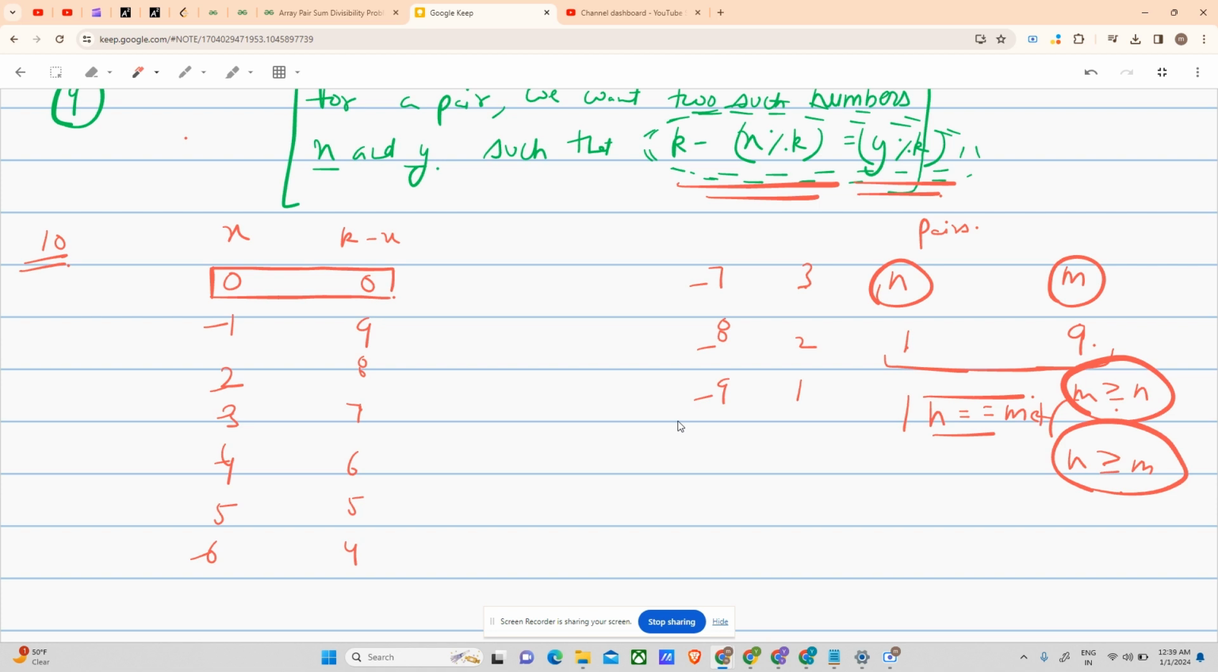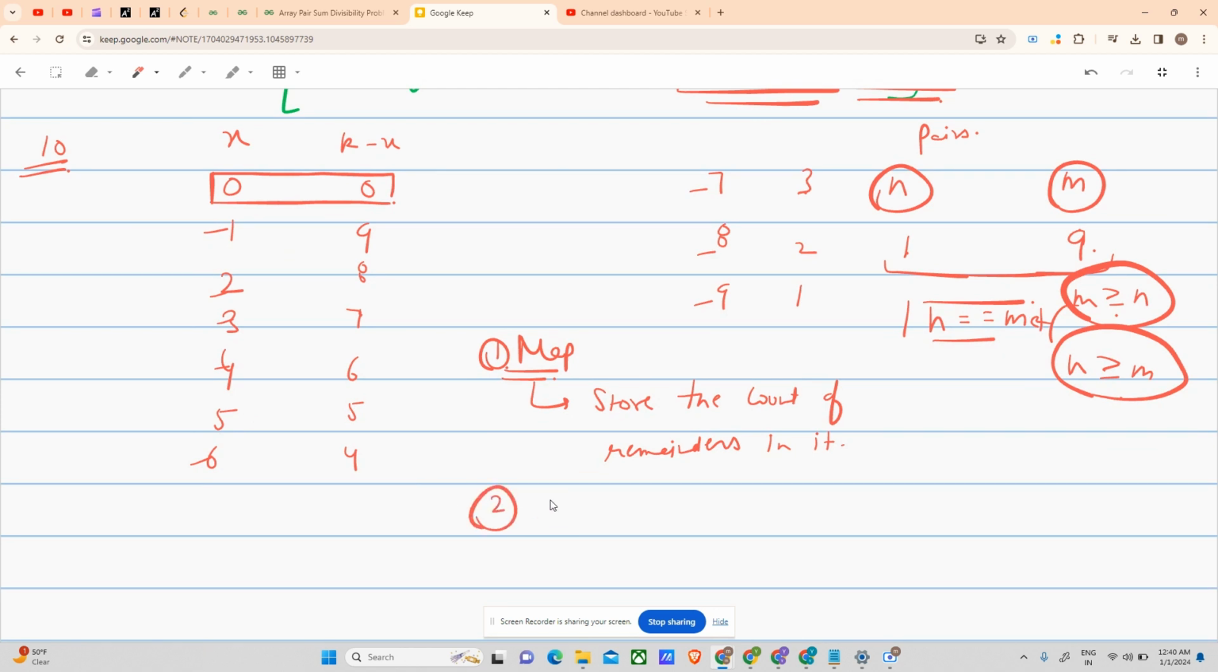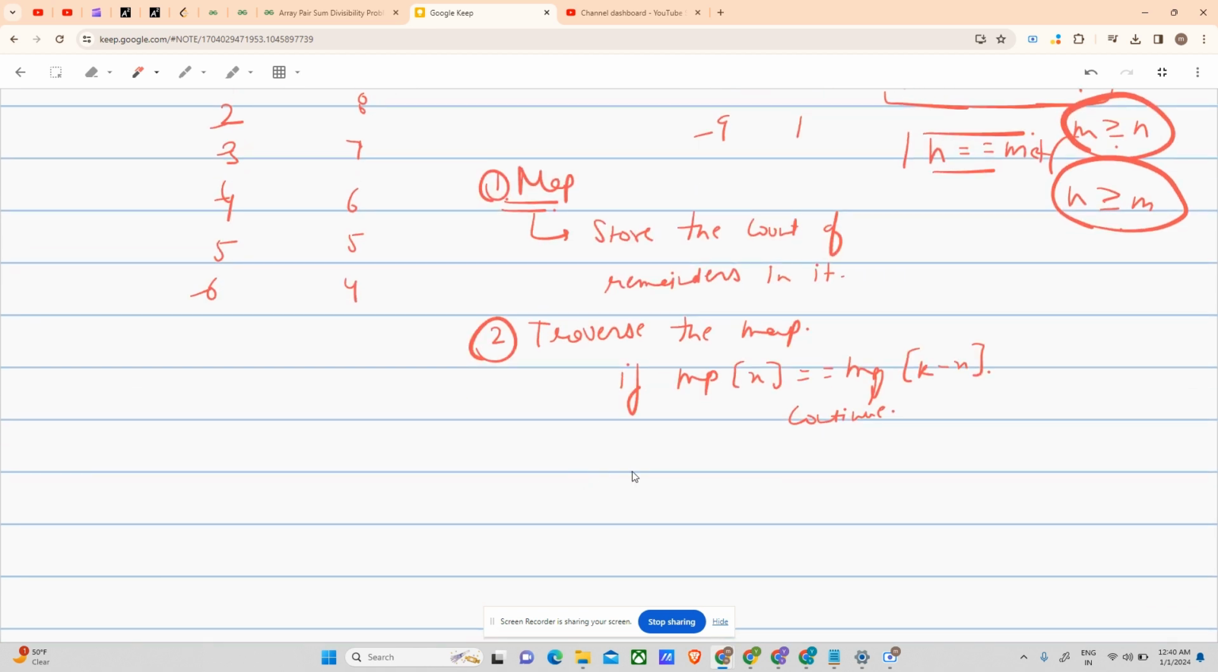Okay. So what will we do? We will take a map and store the count of remainders in it. I will tell you the pseudocode afterwards. Okay, this one is clear to you. What would be your second step? We would traverse the map. Now check if map of x equals map of k minus x, then continue. Otherwise, return false. After the loop, return true if somehow it reaches the end.